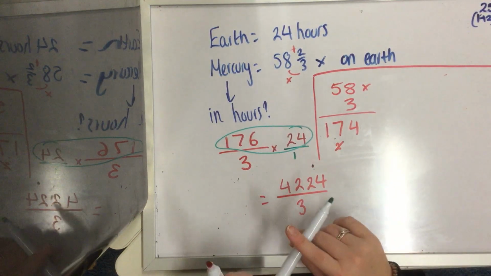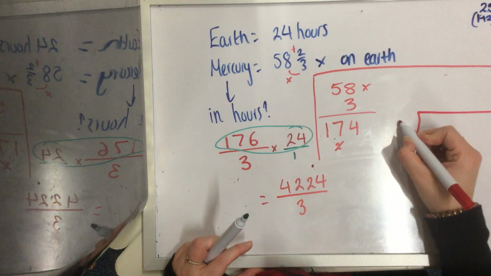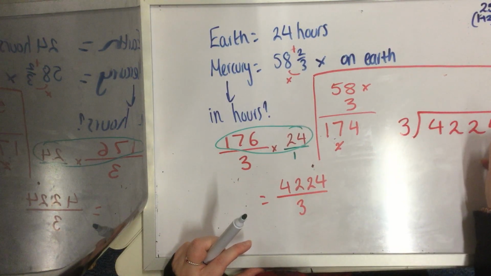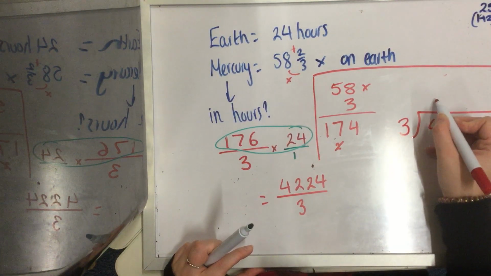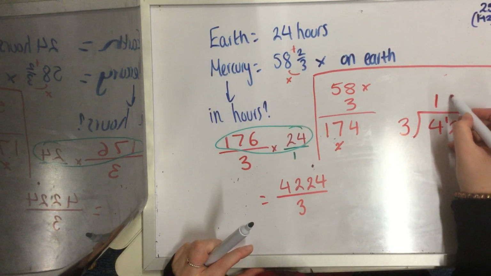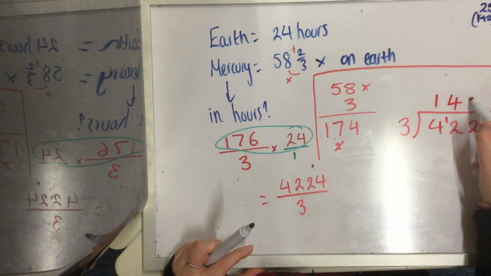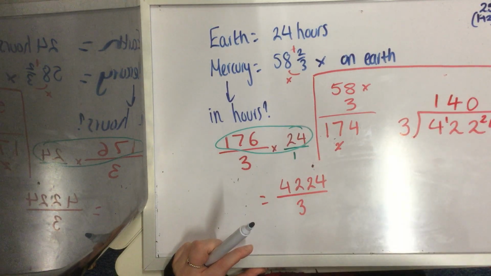So now I'm going to have to do a bit of division. So we're dividing it obviously by 3. So 4, 2, 2, 4. And then we do our division. So 3 into 4 goes 1 time with 1 left over. 3 into 12 goes 4 times with nothing left over. 3 into 2, well that doesn't go, so I'll carry my 2 over. And then 3 into 24 would go 8 times with nothing left over.